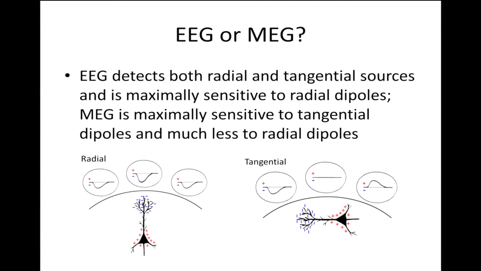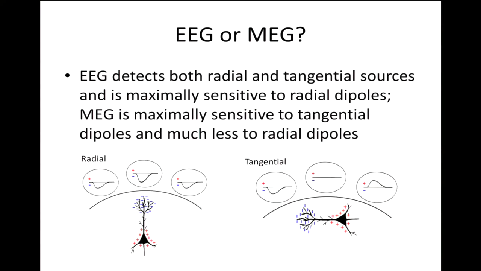But on average, for radial dipoles, MEG is difficult to pick up. It's more sensitive to tangential sources. Usually, given the way the brain folds, the sulci, that's where the folds are, is where you expect to get tangential dipoles. So MEG picks up activity primarily from the sulci of the neocortex, where there is a fold.